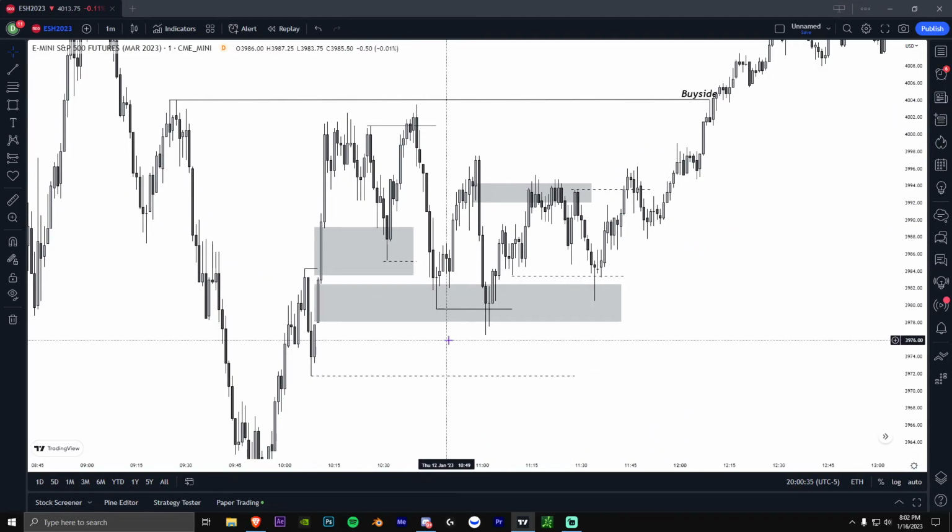But you can see this was very nice in the 1 minute. I know a lot of people on Twitter are like, oh, this is bad price action. Nah, this is great price action. Just get in the 1 minute. I trade the 1 minute all the time.